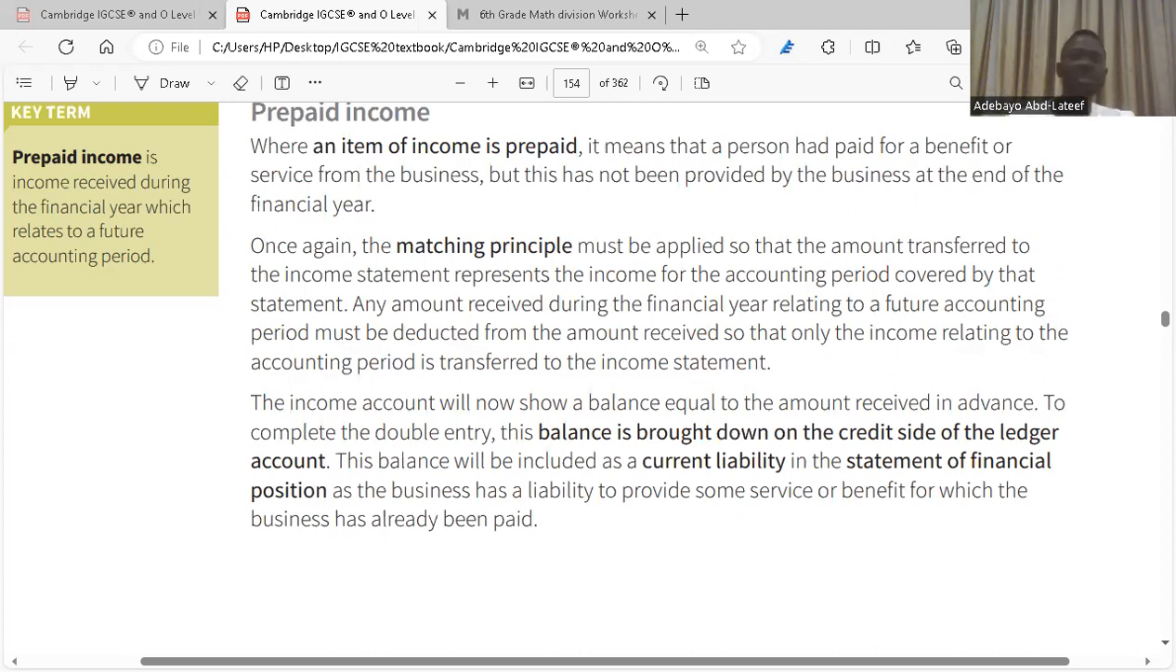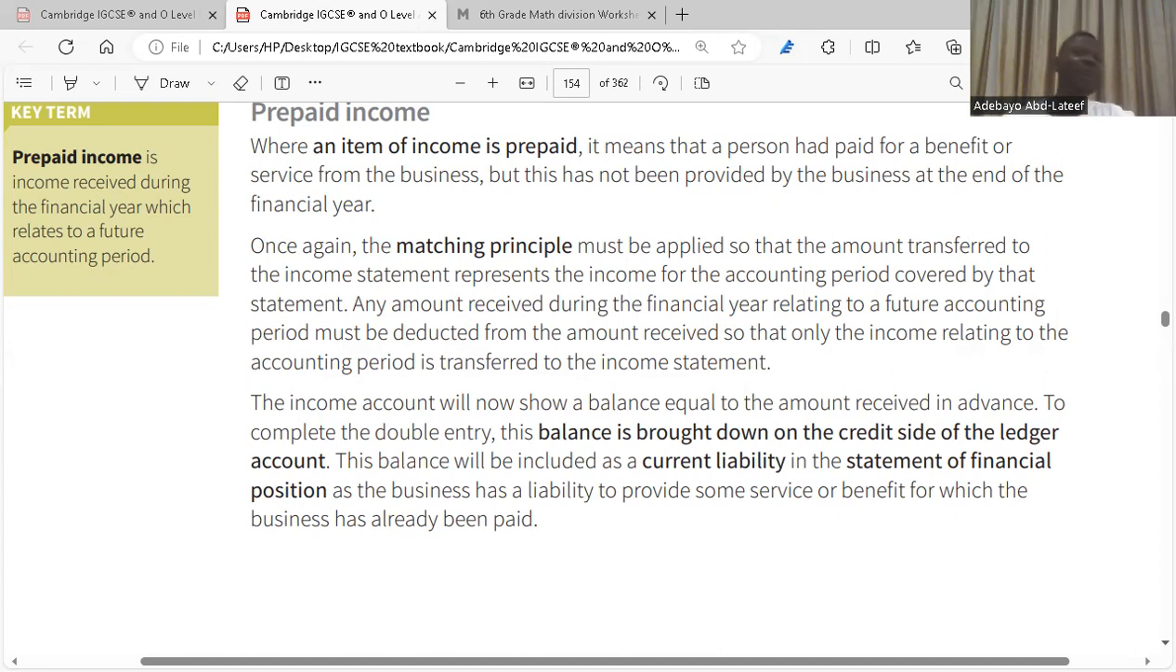So the first thing you have to do is this. As soon as 4 adverts was done, the value of 4 adverts is 3,500. So 3,500 is what you record in your profit and loss account as income received. That is clear. So because of the matching principle concept, you do that. So what next do you do? Here they said, once again, the matching principle must be applied, which we talked about, so that the amount transferred in the income statement represents the income for the accounting period covered by that statement. Any amount received during the financial year related to a future accounting period must be deducted from the amount received, so that only the income related to the accounting period is transferred to the income statement.